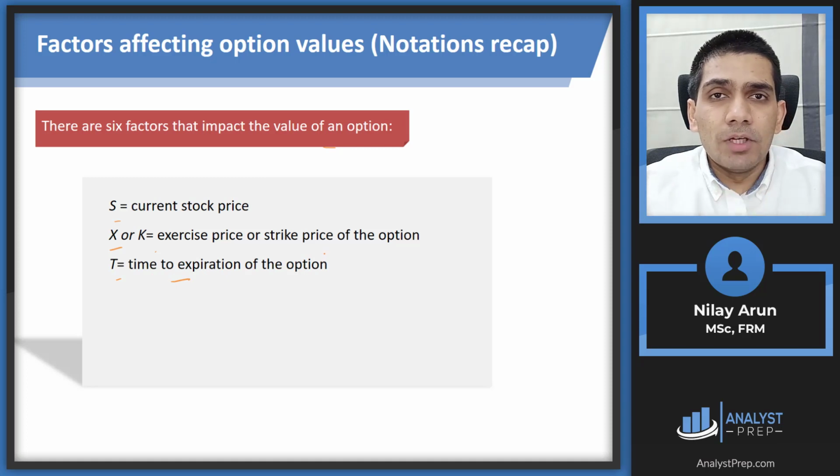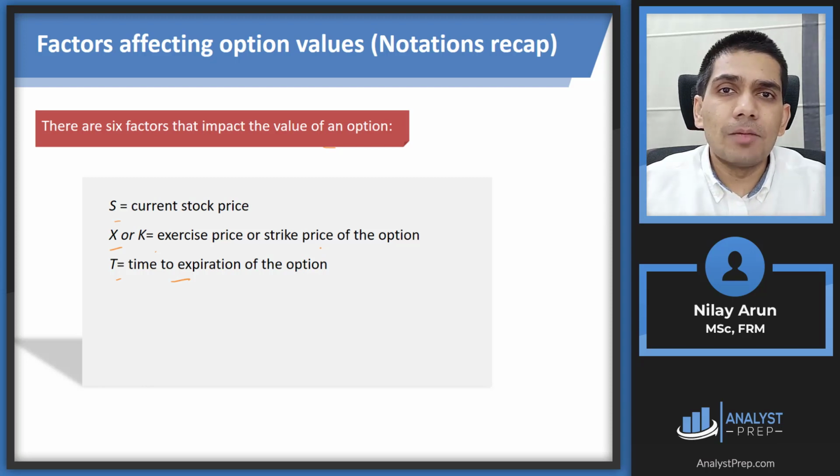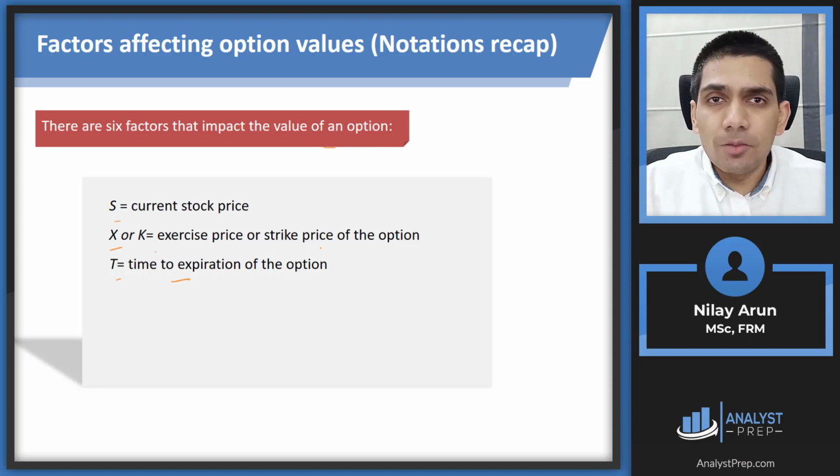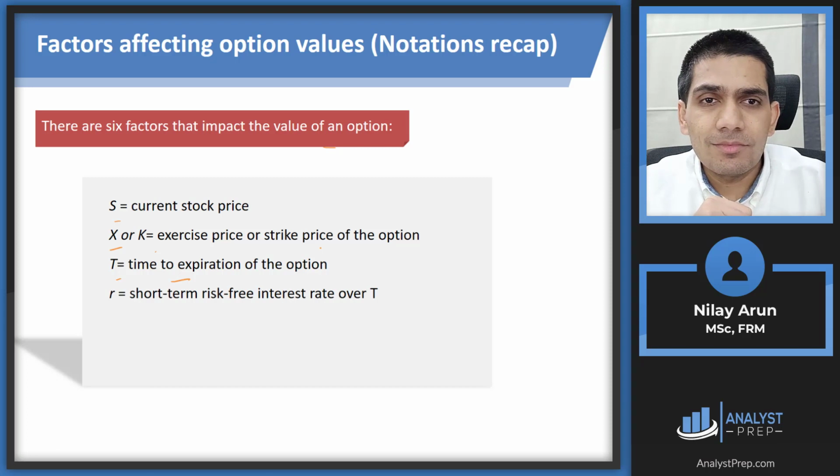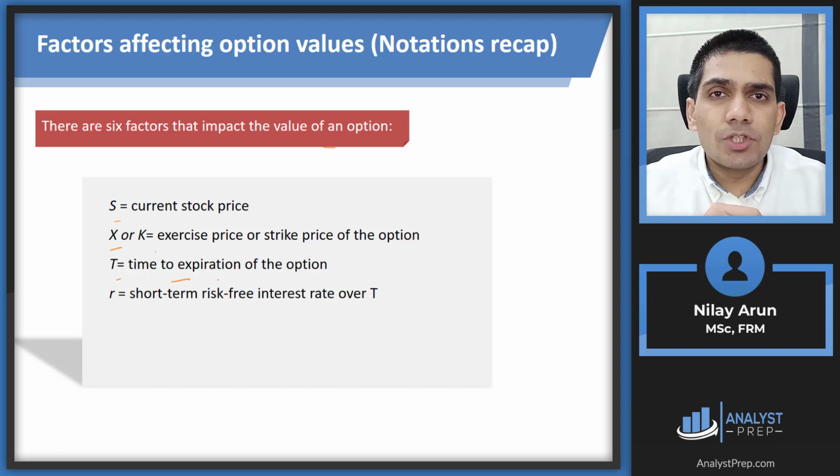We know that the options have a certain time to maturity. So how far along are we since the time the option has been issued? So time to expiration refers to just that: this is the time which is remaining till maturity. Then we have R, which is basically your short-term risk-free rate over the period of time that you're calculating the value.